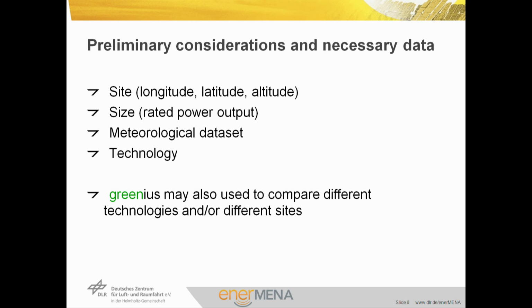If you want to start a simulation within Greenius, you have to do some preliminary consideration. First, you have to know something about the site. That's the longitude, latitude, and altitude. Then you must have an idea about the size of your power plant. That means the rated power output. You need to have a meteorological dataset for a typical year with hourly resolution. And you must know what kind of technology you want to simulate. But Greenius may also be used to compare different technologies and/or different sites.